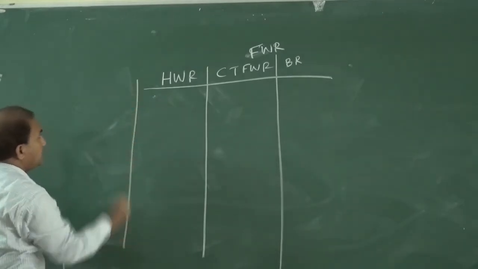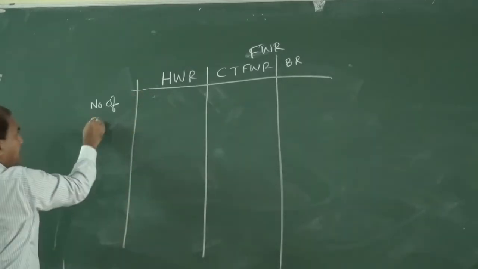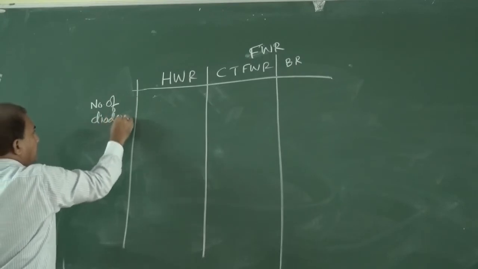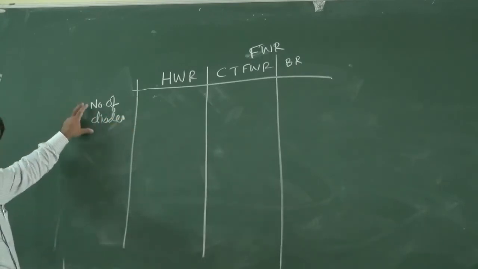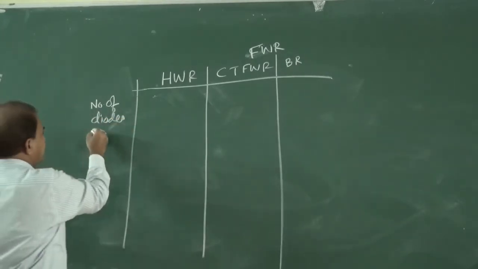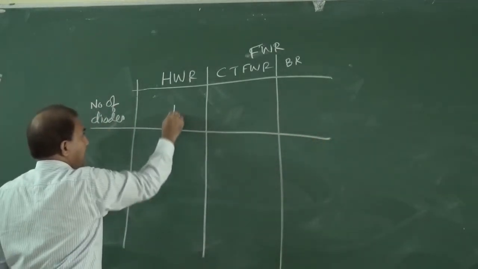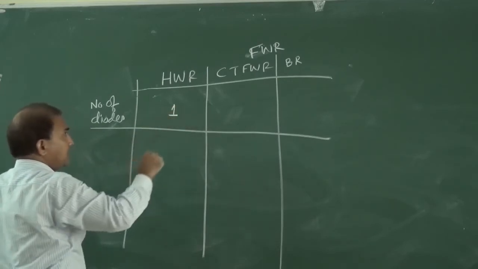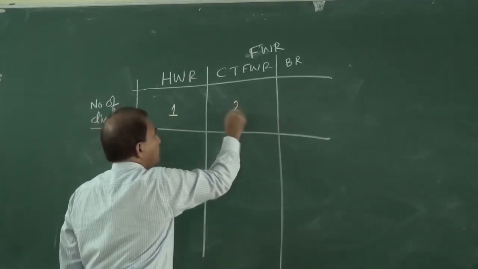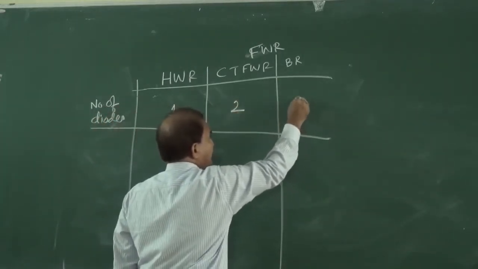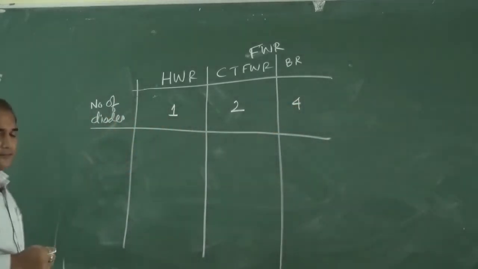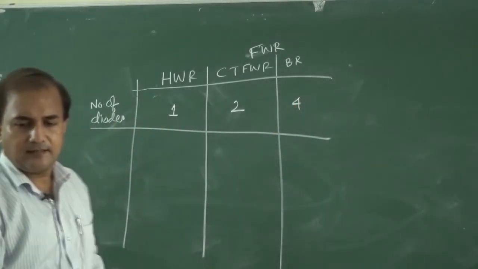So we can compare based on the number of diodes. Here the number of diodes will be only one. In center tap it is 2. In bridge rectifier it is 4.